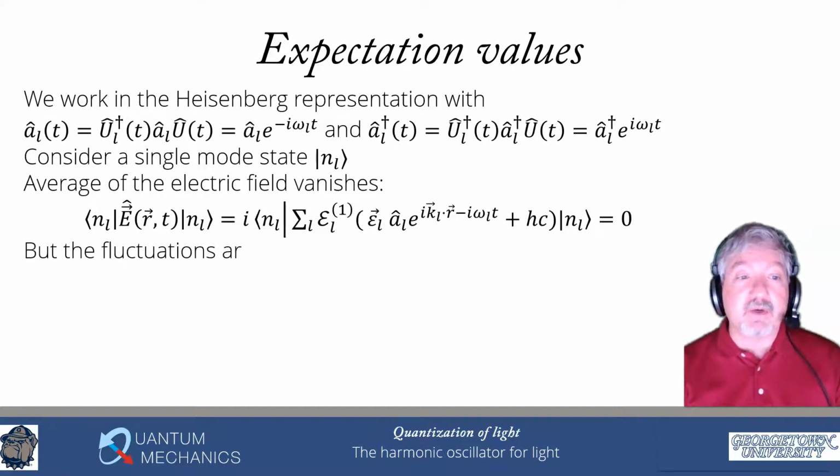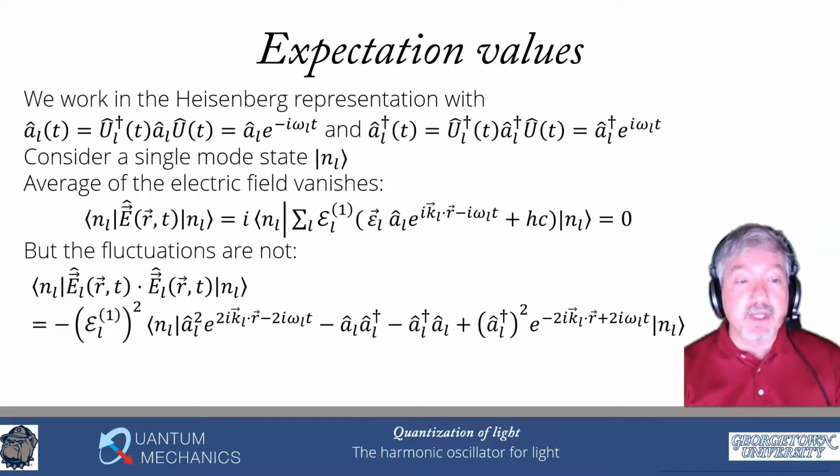But if we look at the square of the electric field, and this is going to tell us about the fluctuations of the field, let's look at the different contributions. There are 4 terms that enter into this because I have to square the electric field. I'm going to get the square of the amplitude. I get a minus sign from the I squared. And then I have terms that go like AL squared times an exponential, terms that go like AL dagger, terms that go like AL dagger AL, and terms that go like AL dagger squared. The terms that go like AL dagger AL are going to be non-zero. The ones that go like AL dagger squared or AL squared are going to be 0 because I'm looking at the overlap between 2 states that have different particle number.